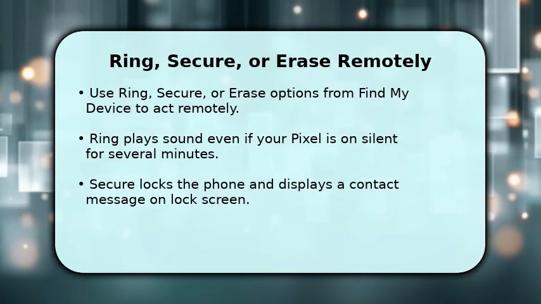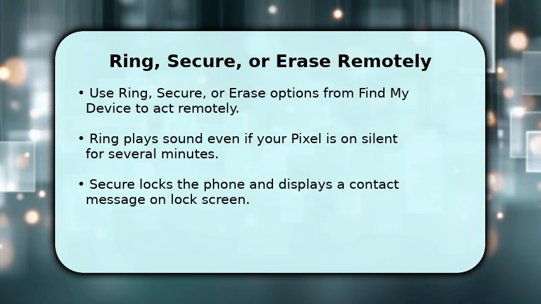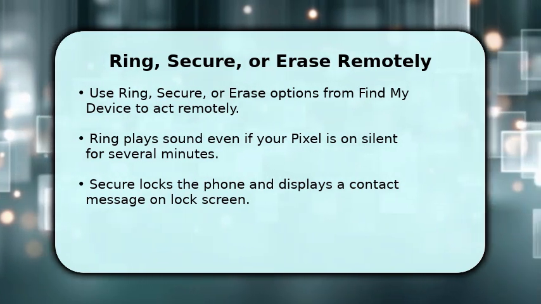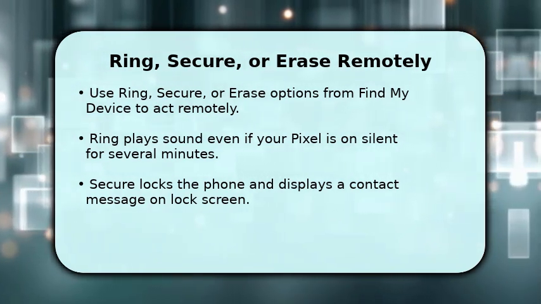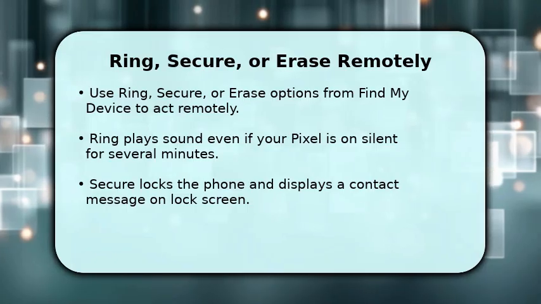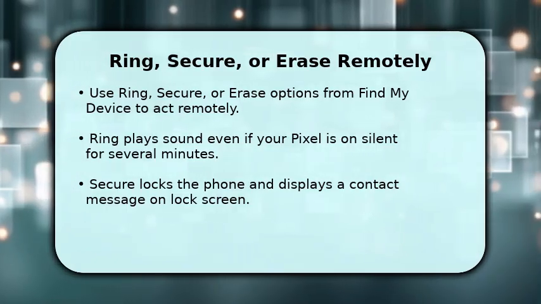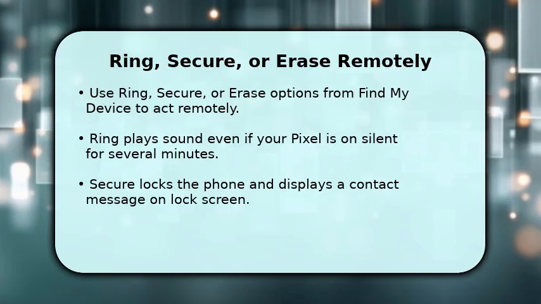Use the ring, secure, or erase options from Find My Device to act remotely. Tap ring to make the Pixel play a loud sound for several minutes. Choose secure to lock the phone instantly and display a recovery message with contact info.